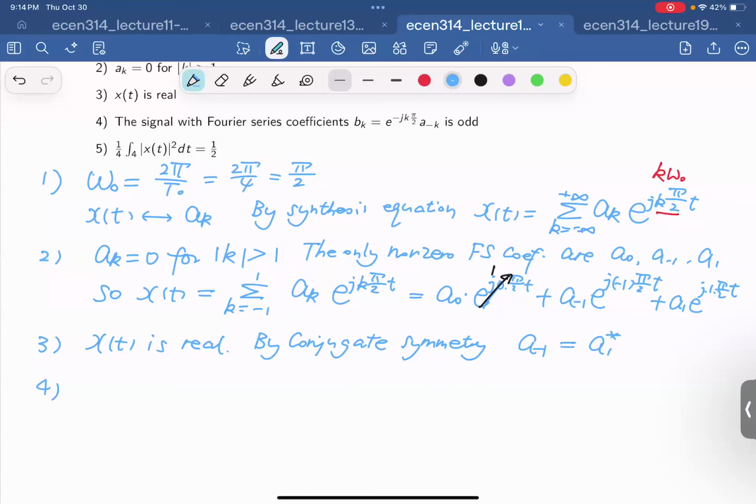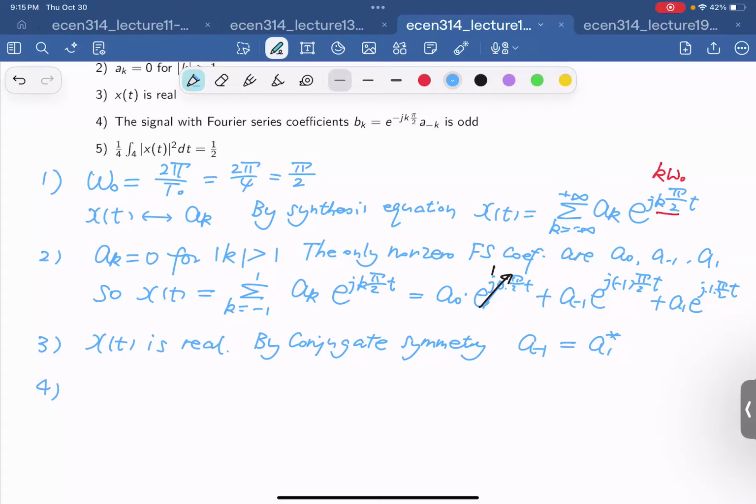It says that there's another signal whose Fourier series coefficients are b sub k, that is a complex exponential times a sub minus k. And that signal is real. Sorry, that signal is odd. Okay, that means if that signal is y of t, then y of minus t equals negative y of t. So that means the signal is odd.